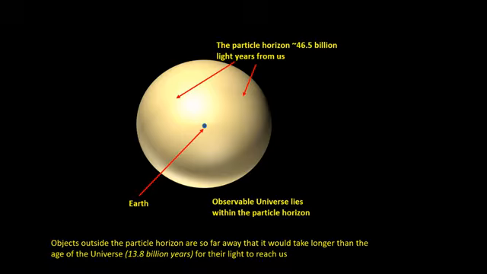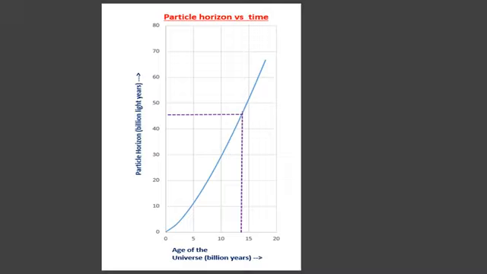All the objects we observe today lie inside the particle horizon, which forms the boundary of the observable universe. If an object is further away from us than 46.5 billion light years, it's not observable at the moment. The universe just isn't old enough for its light to have had enough time to reach us. At the exact instant of the Big Bang, the particle horizon would have been zero, and as the universe ages, the particle horizon increases.